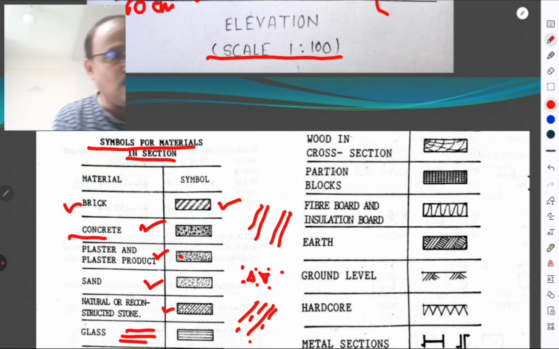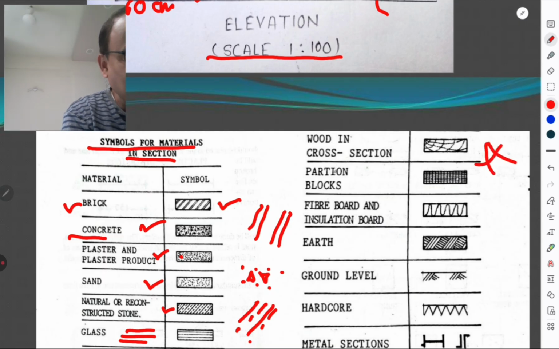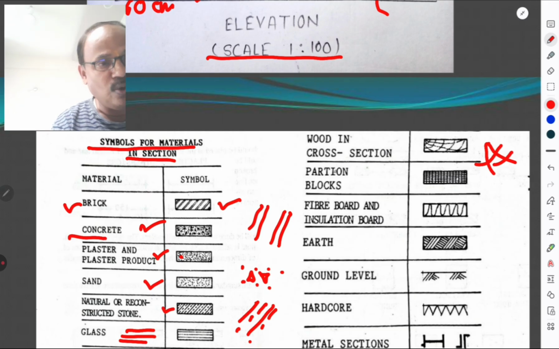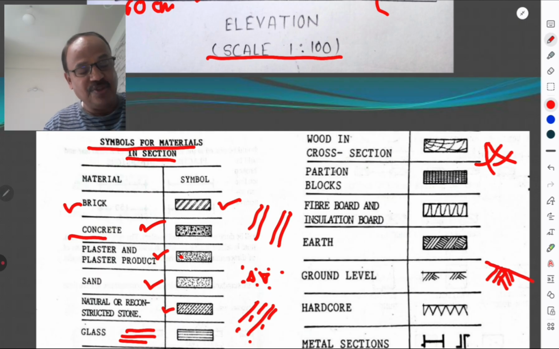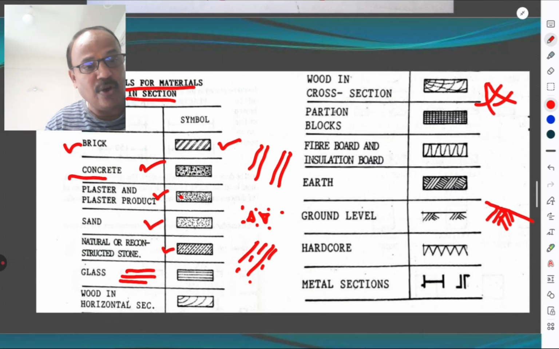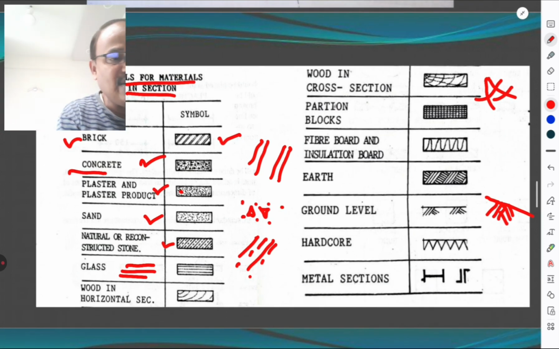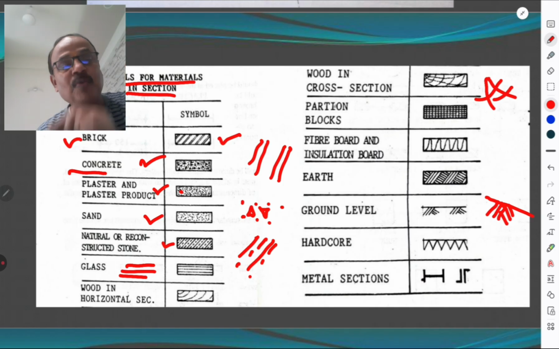Wood in cross section is shown like this. Then partition blocks, then fireboard and insulation boards. Earth, ground level is shown like this. So one must know all these elements in cross section, how they are shown in the drawing. Hardcore is shown like this. Metal section, it is edge section or two angles back to back, is shown like this. So one must know all these details to draw the sectional elevation or to draw the section of a building.